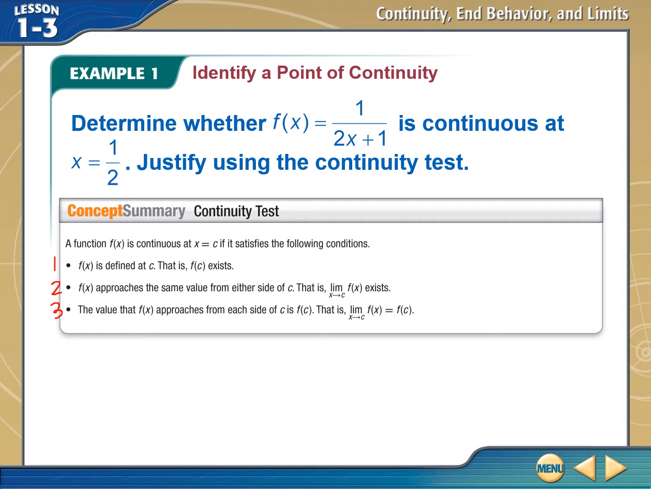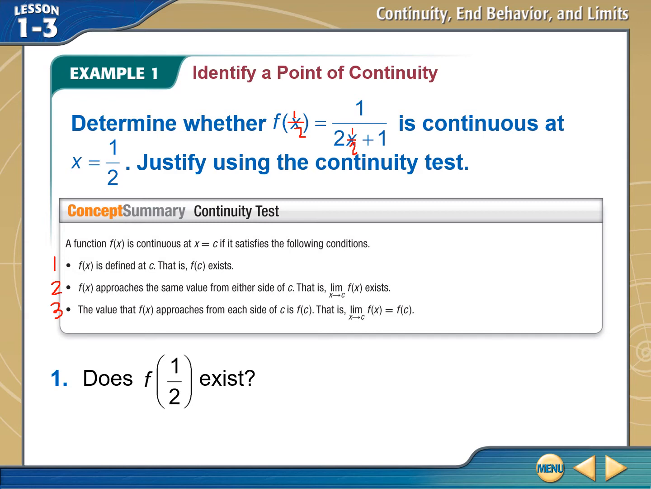So the first step over here, what do you think I need to find, if it's defined or not at c? My c here is a half. So I think I need to find f of half, right? So what will I do? I will substitute half for every x in the function. What is 2 times half? It's 1. 1 plus 1 is 2. So f of half is equal to half, but that's by chance.